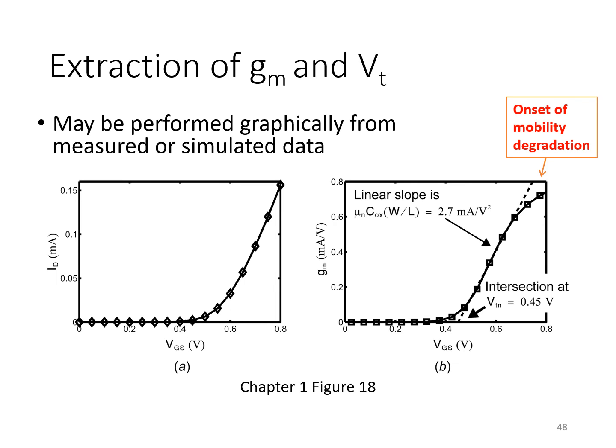In this case, it happens around 0.45 volts, whereas at some point, for a large value of V effective, you're likely to see the curve depart from the square law, and that's really marking the onset of mobility degradation.